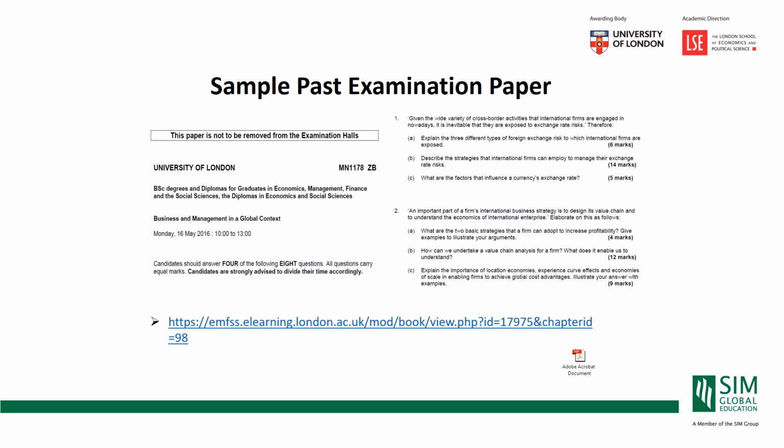The second paper is MN1178, Business and Management in a Global Context. It is a compulsory paper for students taking the BSc in Business and Management. This is a qualitative paper, so students will be asked to answer 4 out of 8 questions given. So students will be asked to write 4 academic essays, focused essays, within 3 hours.